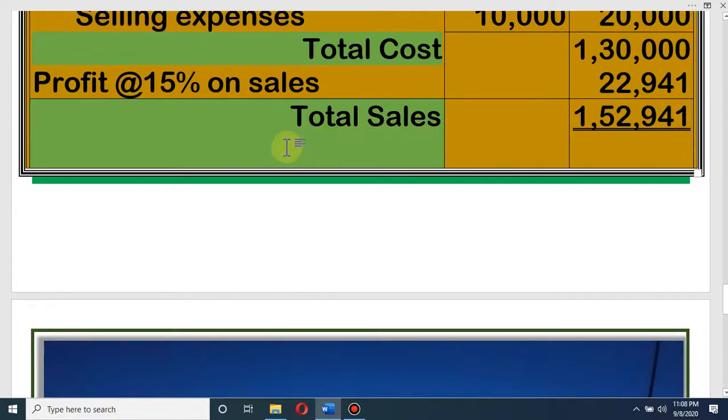You can check, dear student, profit is 15% on sales. So if we recheck, 1,52,941 is now our sales, then what will be the 15%? 1,52,941 into 15 divided by 100. It is 22,941. That means, dear student, this is the percentage on sales. We didn't have sales, but if you calculate now with this sales, it will be 22,941. I hope all of you understand, dear student.